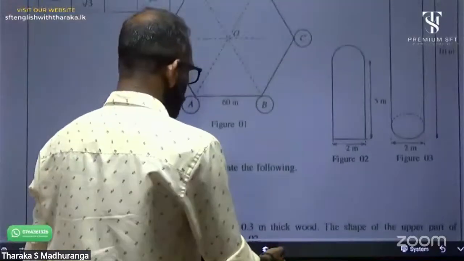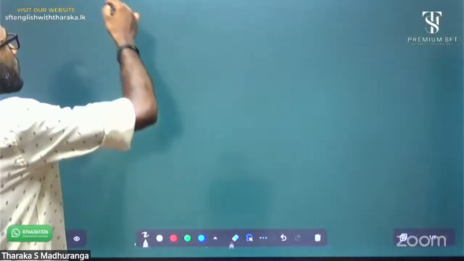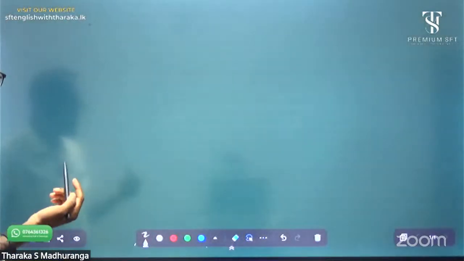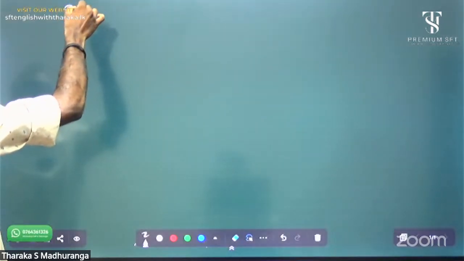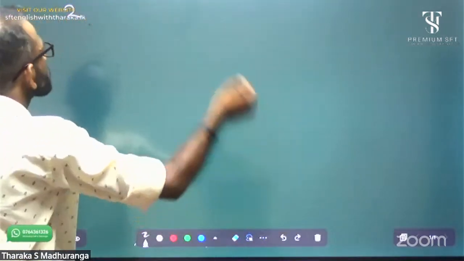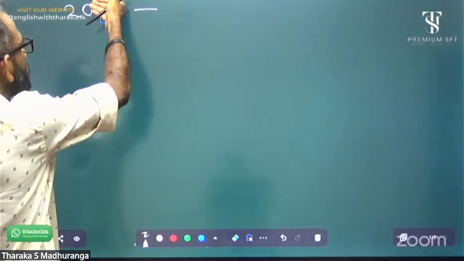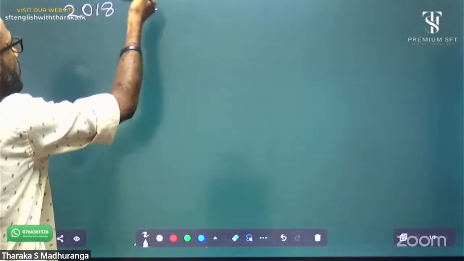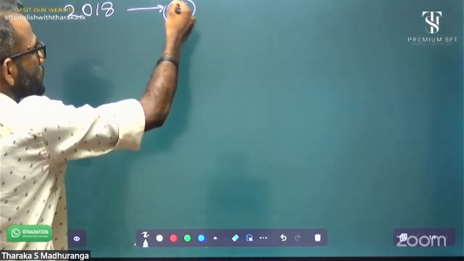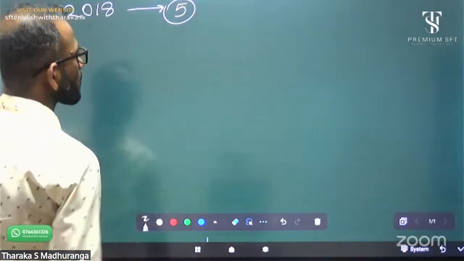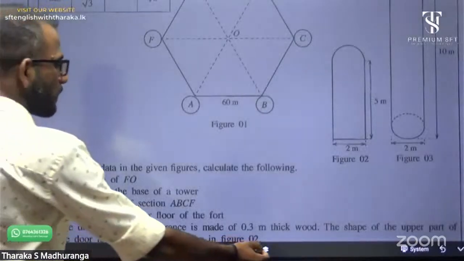Length of FO. Clearly note down, otherwise the same questions can be repeated. Not 2028, it is 2018, question number 5, essay question number 5, part A, first part.